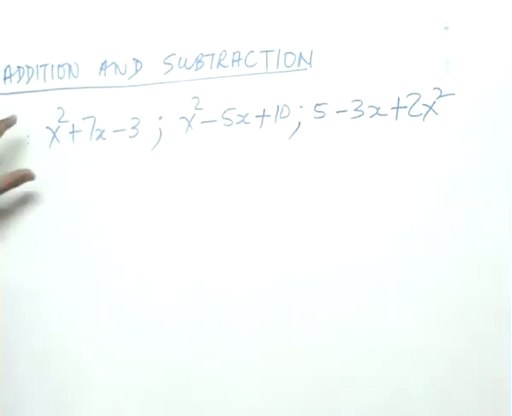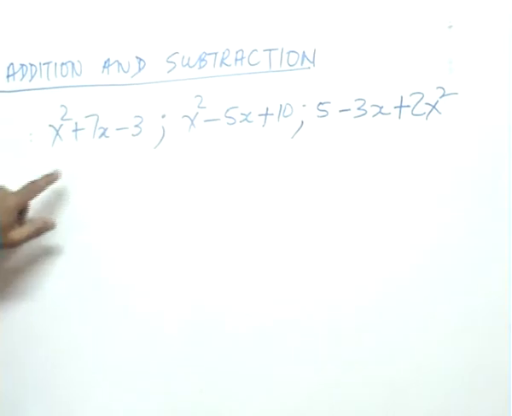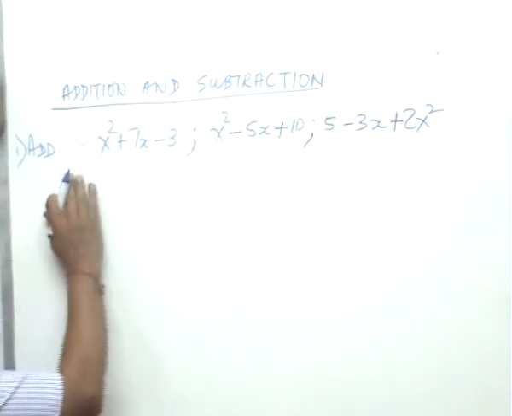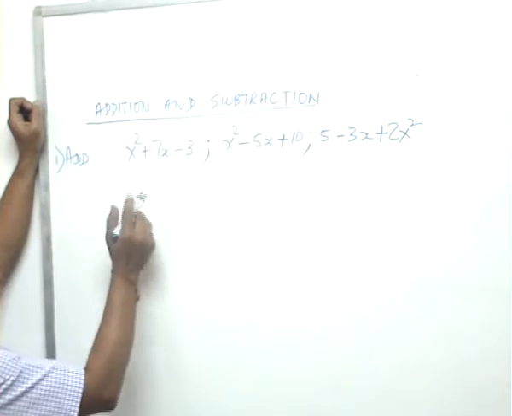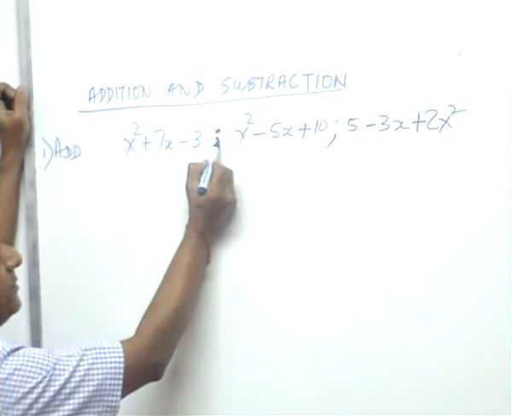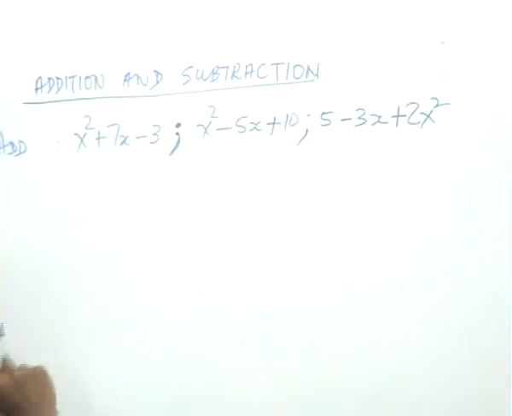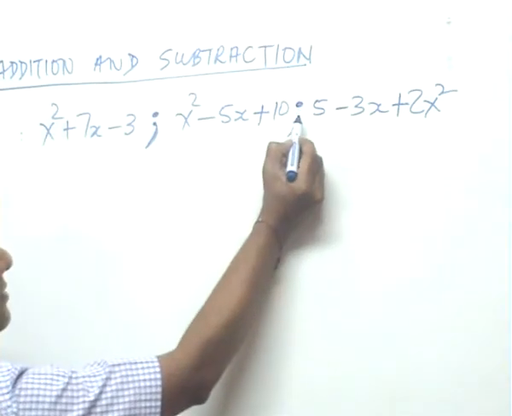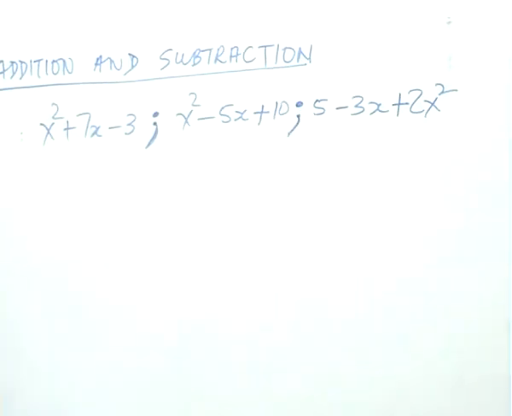Now, one way would be the way I showed you just now. But now I'm going to show you another way to do this. If you are given examples to add like this, you see, you've got x squared plus 7x minus 3, then you've got a semicolon, which means you add this one to that one. Then you've got a semicolon here. Then you're adding this one and that one all together.